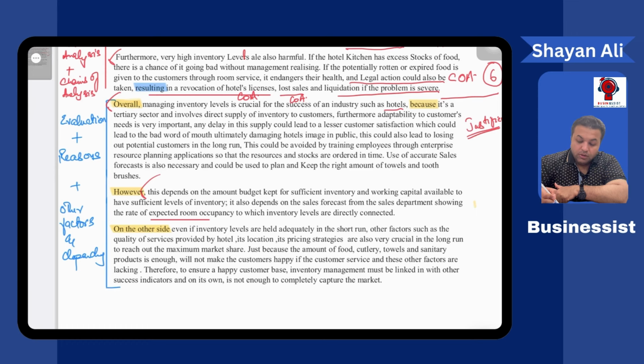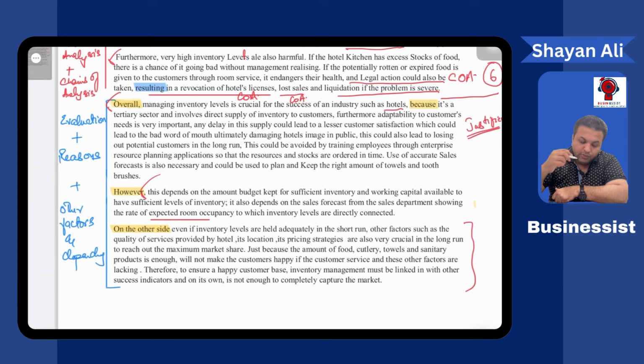Then moving on to the other side. Now, this is the final bit of the evaluation, the very last 2 marks to gain in the evaluation side. Do you really think that if you manage the inventory effectively and control it efficiently, it's going to boom your business, or it's going to grab a high market share for your business or for your hotel? Not at all. There are some other factors as well on which this is dependent.